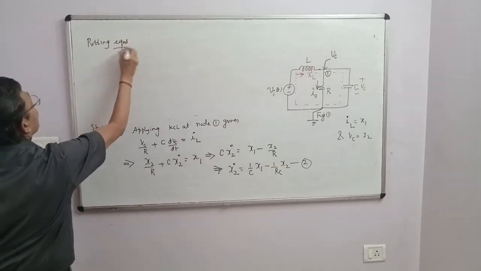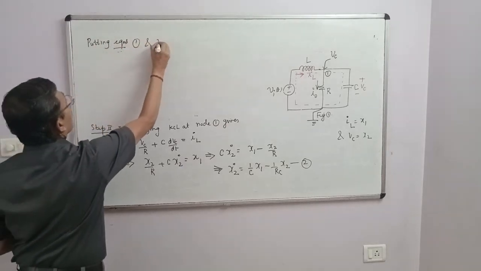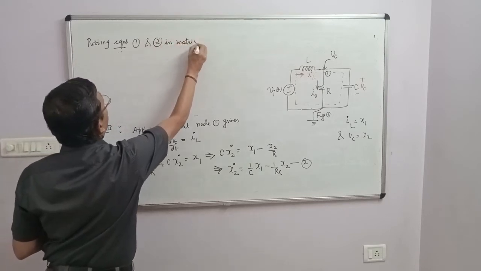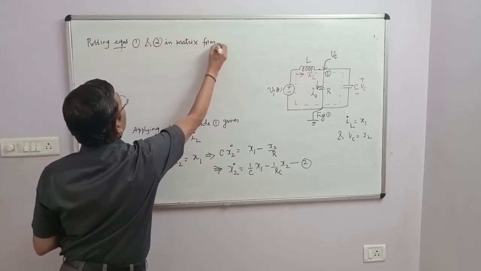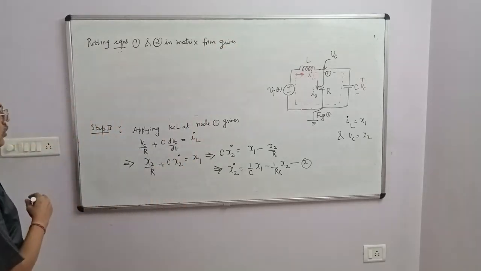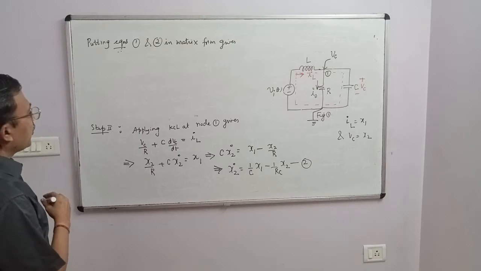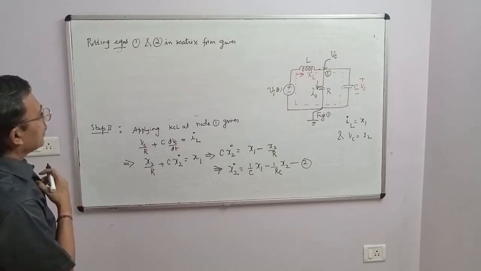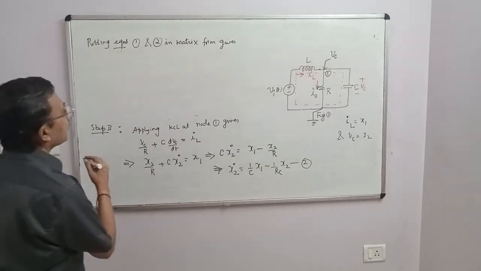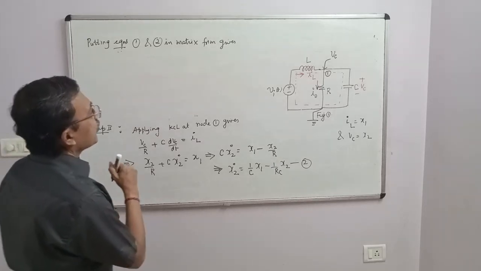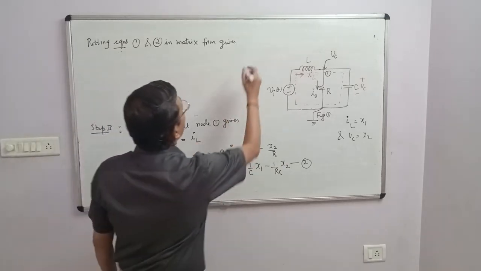Putting equations 1 and 2 in matrix form gives... What was equation 1? I wiped it off. Equation 1, let me derive.